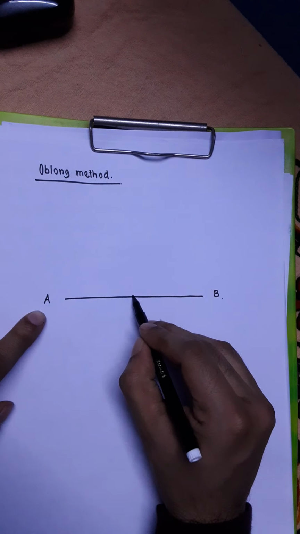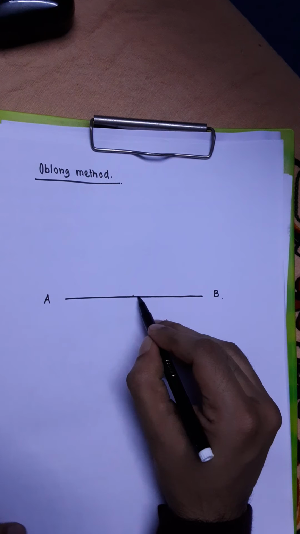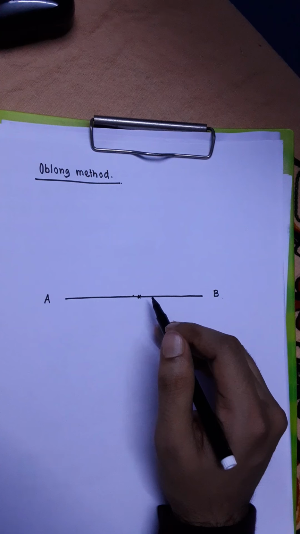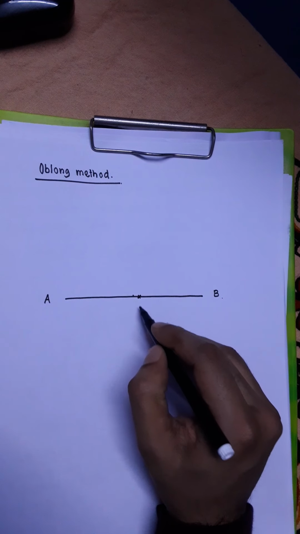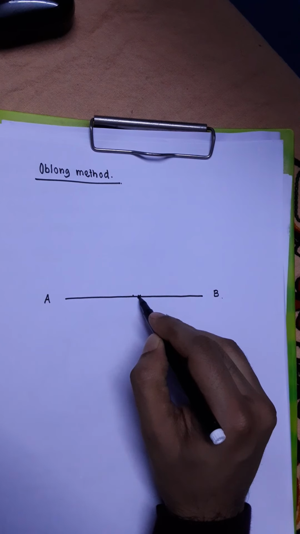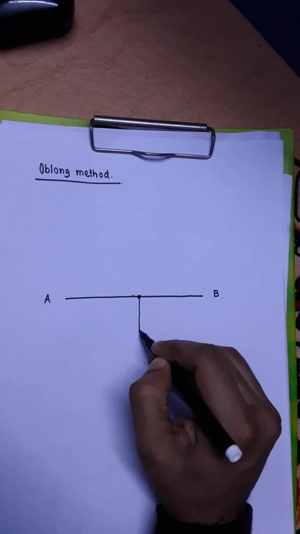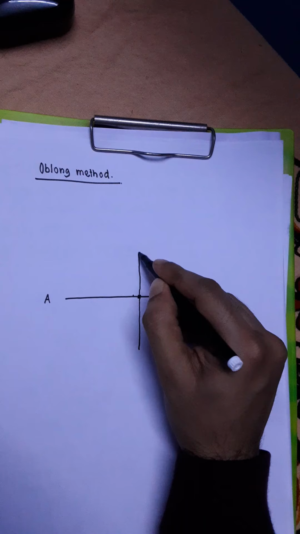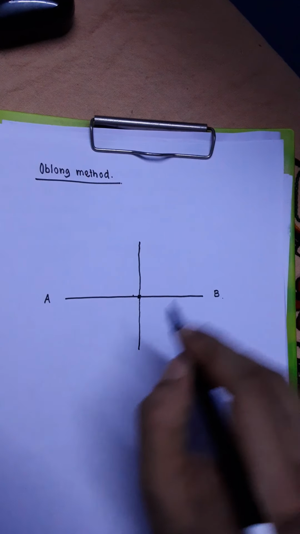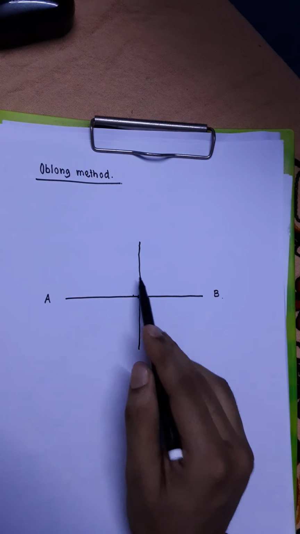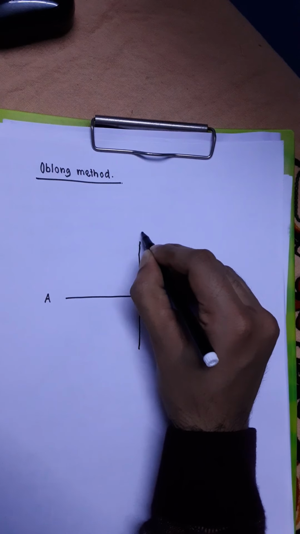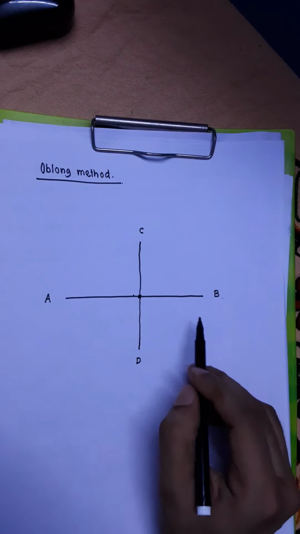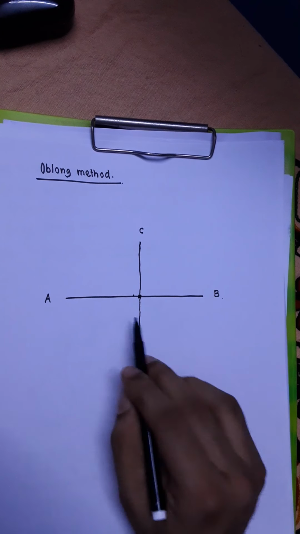Again, the minor axis will be drawn in such a way that it passes through the midpoint of the major axis and both the axes bisect each other and are perpendicular to each other. So from the midpoint of the major axis on this side we go 30 mm and on the other side also we go 30 mm. This is point C and this is point D. So CD is the minor axis and AB is the major axis.